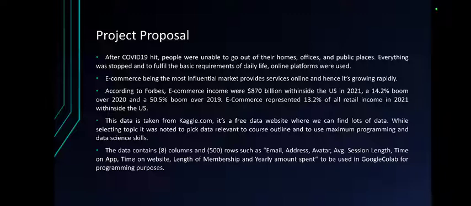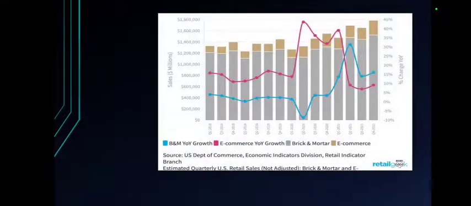The columns are email addresses, avatar, average session length, time on application used, time spent on website, length of membership, and yearly amount spent by the customers. So we are going to be analyzing this in Google Colab. Let's see what happens. This is the graph which I have shown over here.